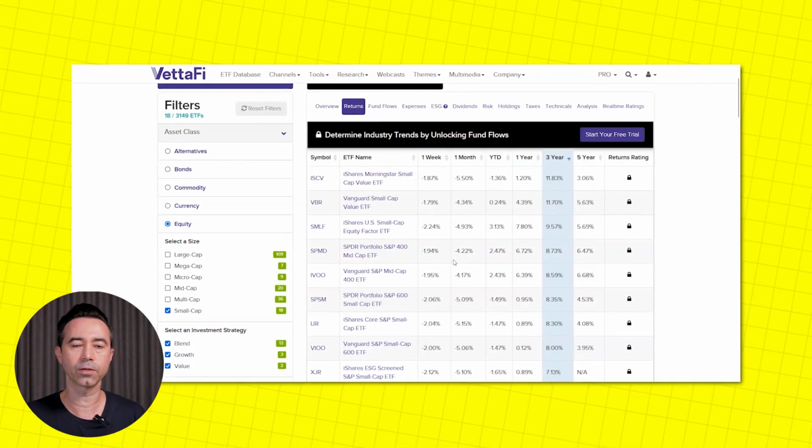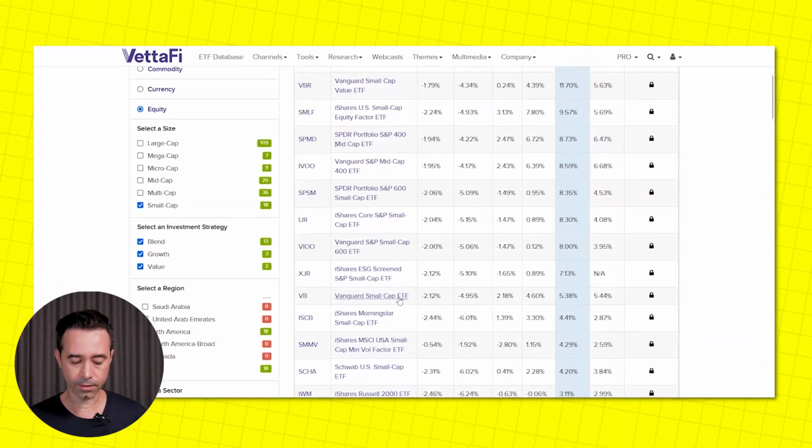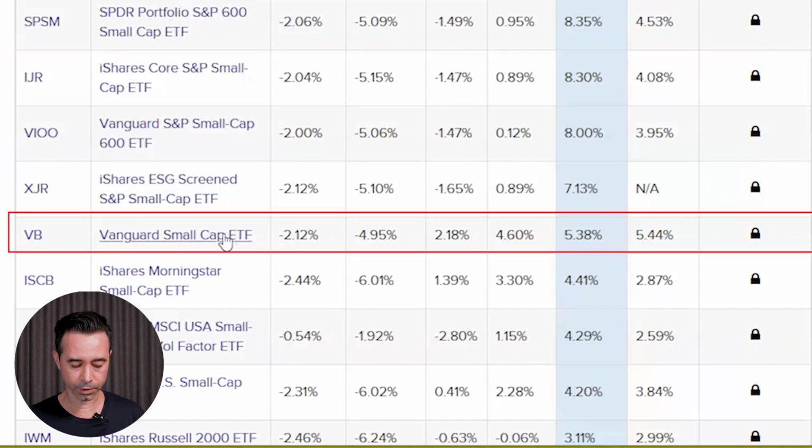Now I'm asking myself, do I care about value? Do I care about dividends? Do I care about growth? Not really. I just care about small companies for this particular time I'm gonna be buying an ETF. So I'm looking for things that don't say value, don't say growth. So VB, the Vanguard small cap ETF, interesting.